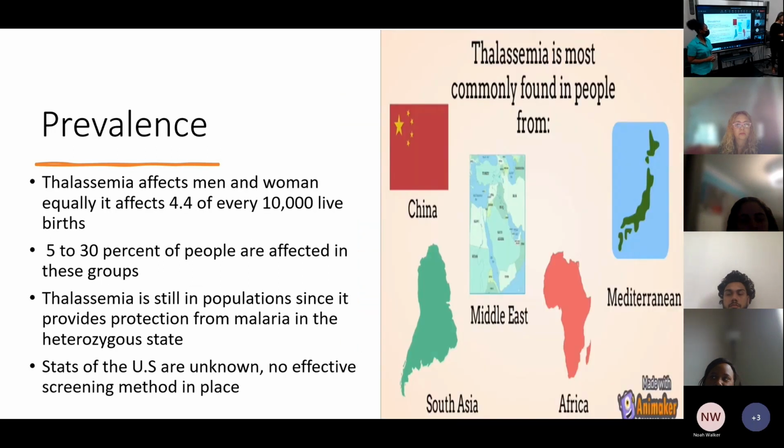So thalassemia affects men and women equally. 4.4 out of 10,000 live births will have thalassemia. 5 to 30% of people from China, South Asia, the Middle East, Africa, and Mediterranean groups will be affected with thalassemia. It is still prevalent today because it does have some protection against malaria in the heterozygous state. Currently there is no effective screening method in the US to determine the numbers.